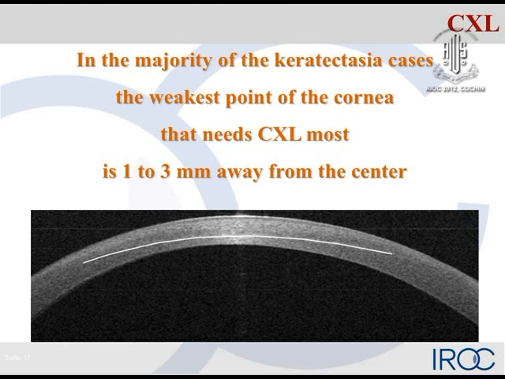The majority of keratoconus cases have the weakest point in the cornea that needs cross-linking 1 to 3 millimeters away from the center. So even in normal keratoconus cases, you don't need to treat the center of the cornea. You need to treat more the periphery, not the far periphery, like in the cases before. You can see this easily at the 1 month follow-up after standard cross-linking, where the demarcation line falls off from center to periphery significantly.